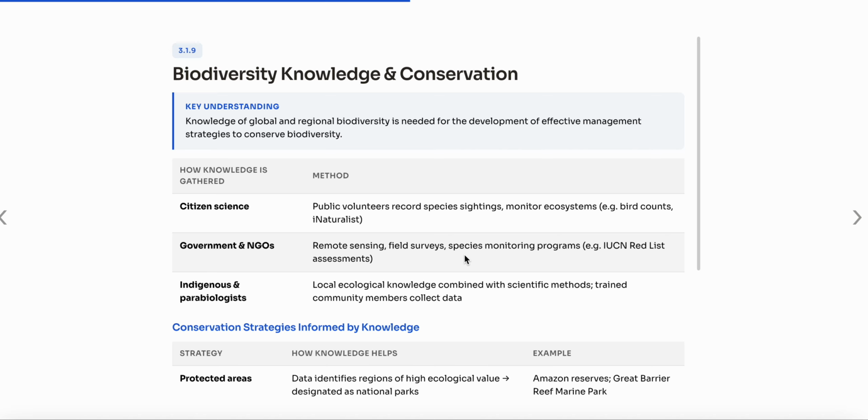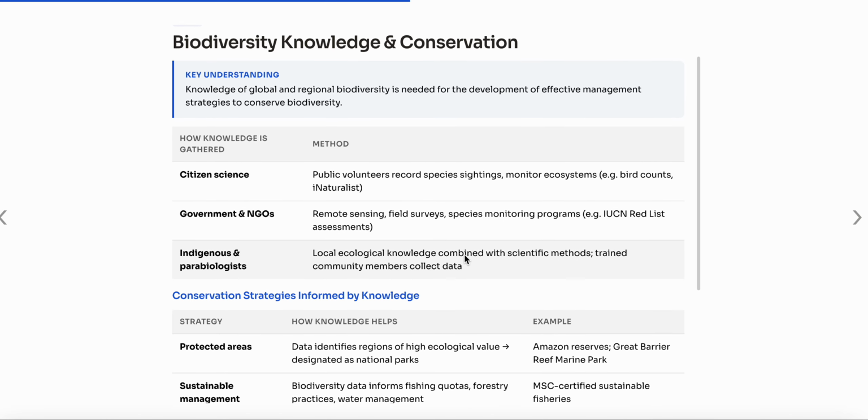Biodiversity knowledge and conservation: how do we get that knowledge? How, as a human or as a person, can we get biodiversity knowledge? We get it through citizen science, where volunteering members of the public record species sightings and monitor ecosystems, and through that we learn whether the population of certain species is going down or not, and what kind of conservation strategies we can implement.